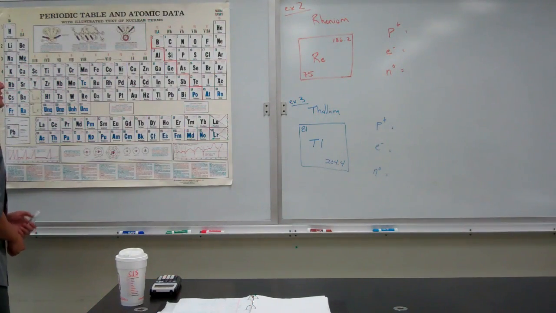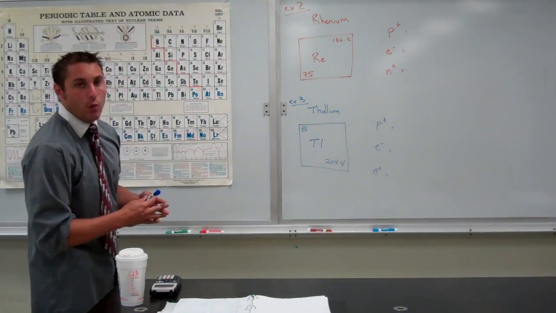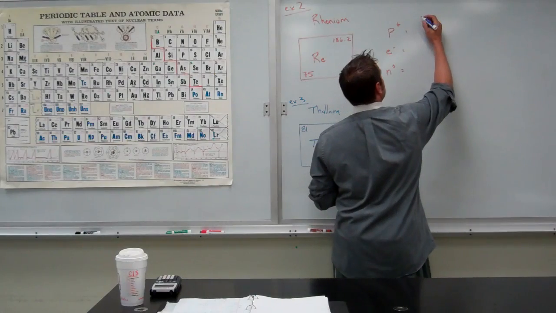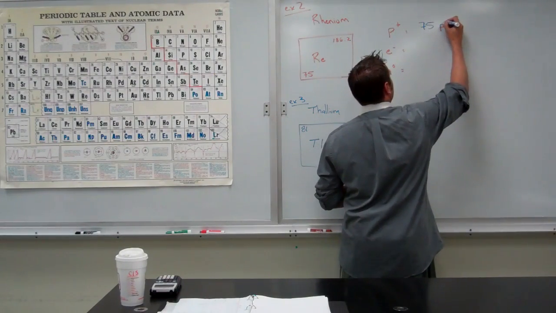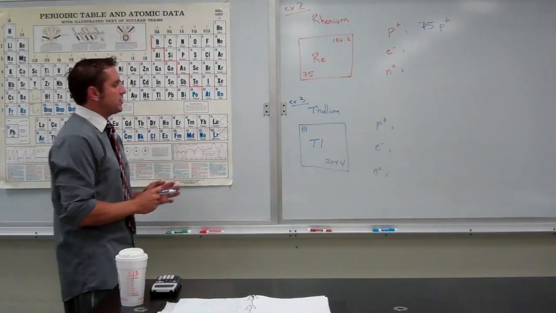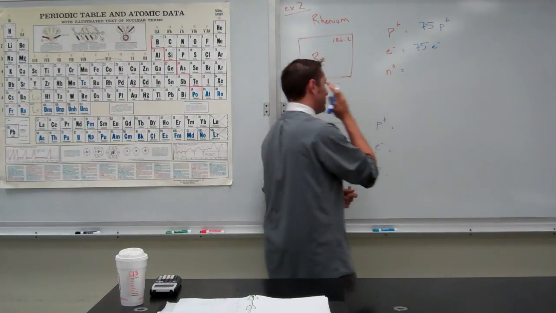Example 2. Let's look at the element rhenium. Rhenium is right here on the periodic table, Re. And if you looked at your table, or you can read what this says here, we have Re 75 and 186.2 is our numbers. So the protons are equal to the atomic number, which is the whole number. That's the 75. That means we have 75 protons. Electrons and protons are always equal because they're both the atomic number. So we have 75 electrons.